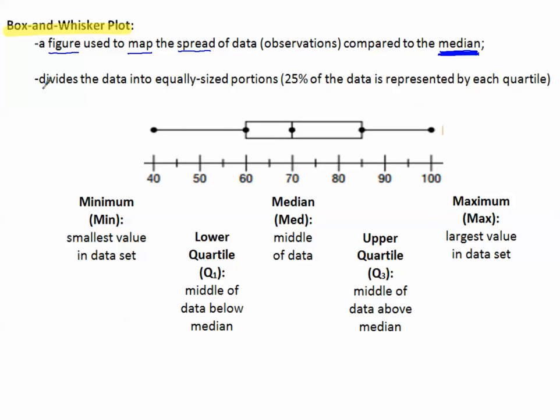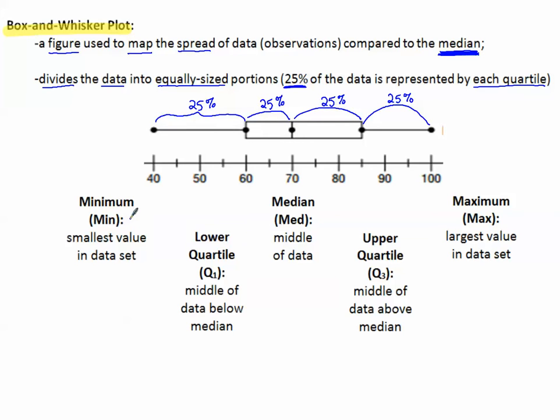mean. The box and whisker plot divides the data into equally sized portions where 25% of the data is represented by each quartile. What that means is, even though these boxes look different size, it's because there's more of a spread of data, but there's the same amount of data in each of these sections. In this first section, there's 25% or 1/4 of the data. This second section, 25% of the data. This next section, also 25%, and the last section, 25%. So 25% 4 times makes 100%. Each section is divided equally.